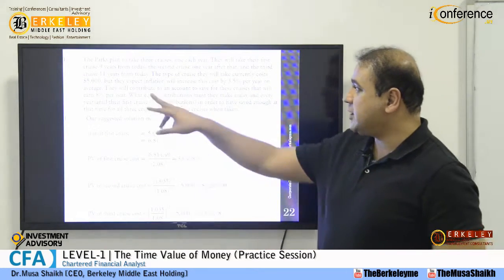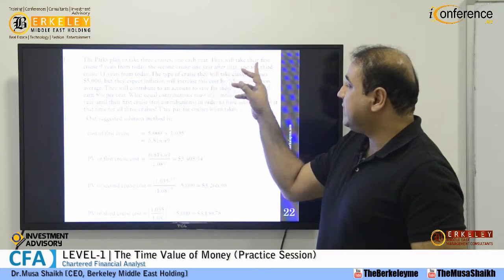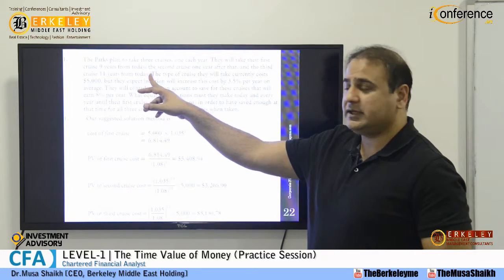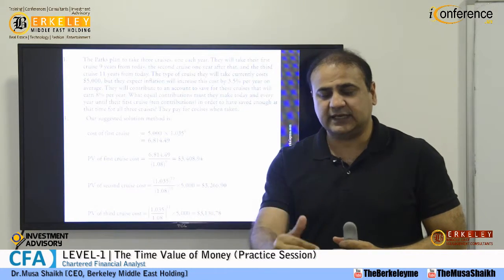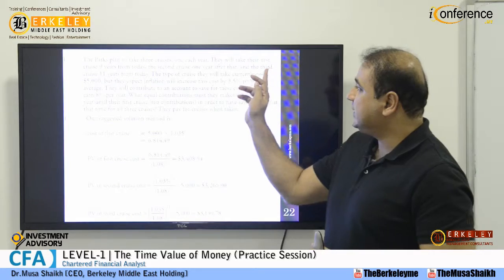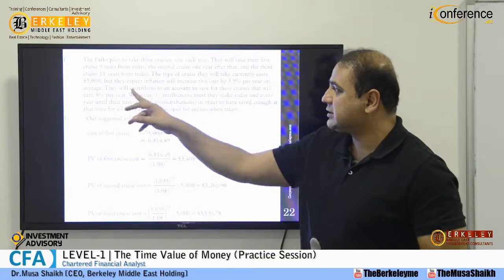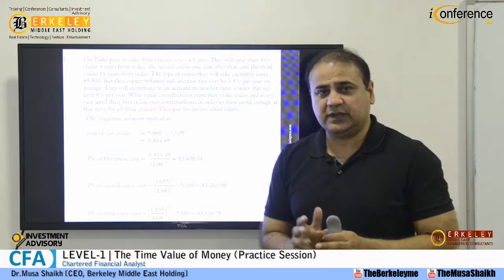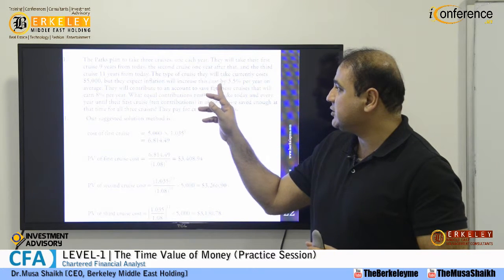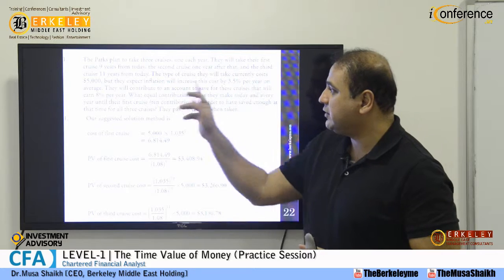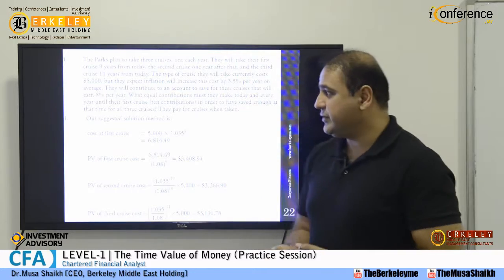The first one is: the Parks plan to take 3 cruises, one each year. They will take their first cruise 9 years from today, the second cruise 1 year after that. So the sequence will go 9 years, 10 years, and 11 years. The third cruise is 11 years from today. The type of cruise they will take currently costs 5,000. But they expect inflation will increase this cost by 3.5% per year on average. So we will take this inflation rate into consideration.